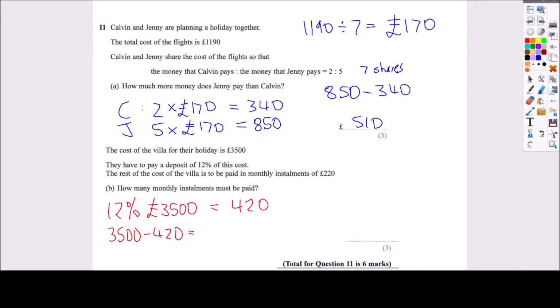3,080, doesn't it? But let's just double check. 3,500 take away 420 is 3,080. Yes. Now this amount was spread over monthly installments of 220 each. So how many months would it have been? Well, 3,080 divided by 220. And that is 14 months.